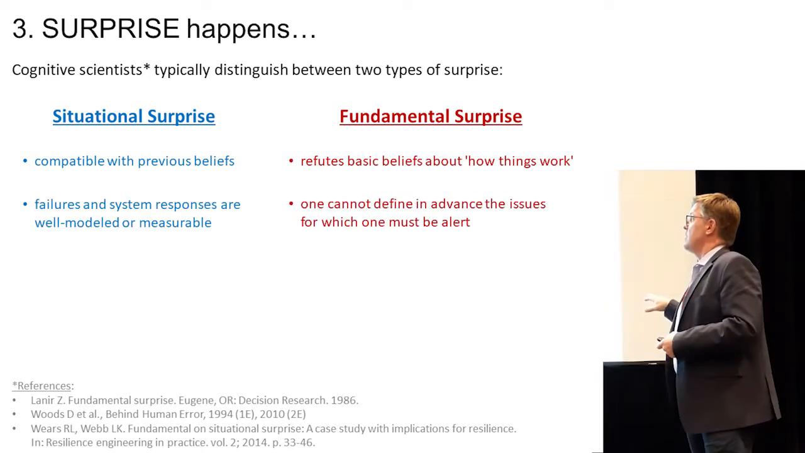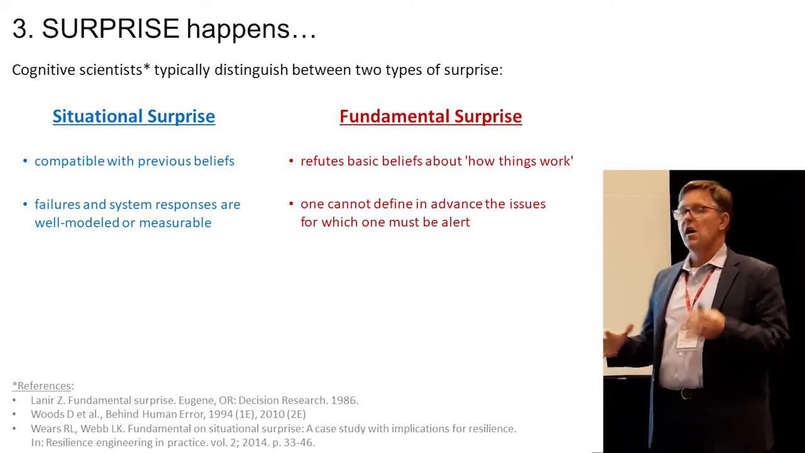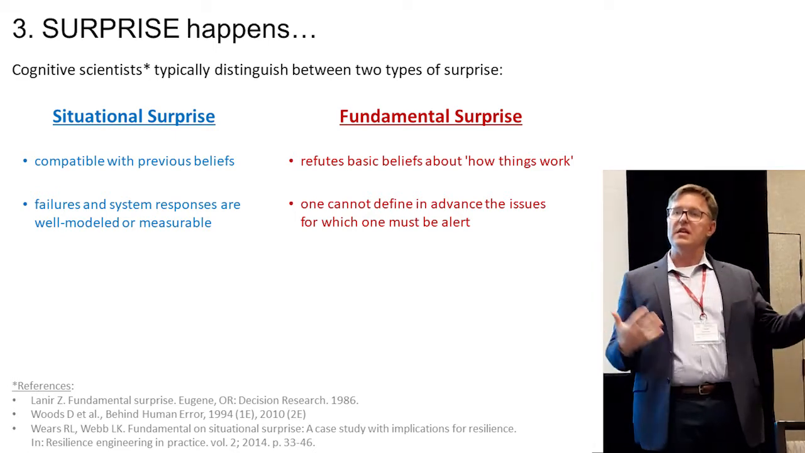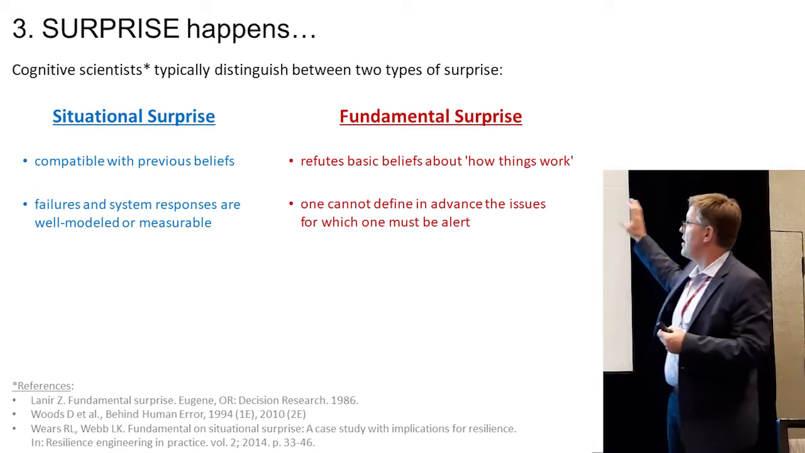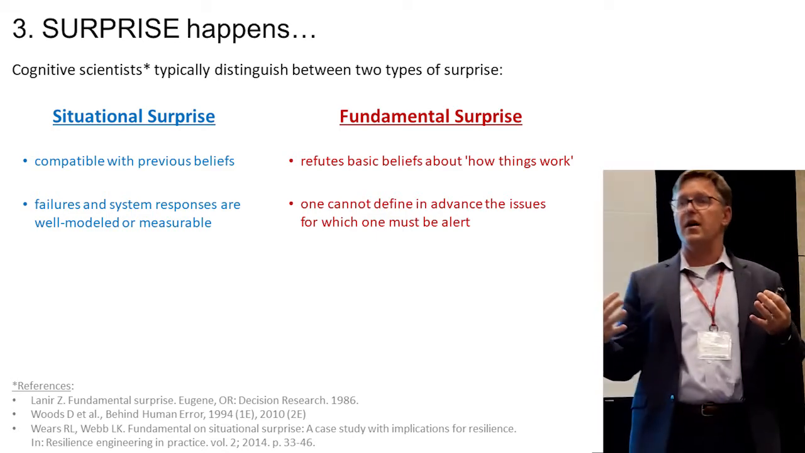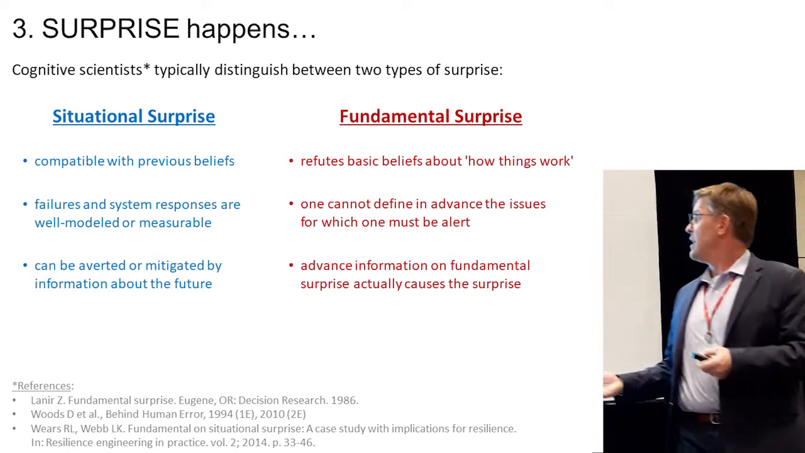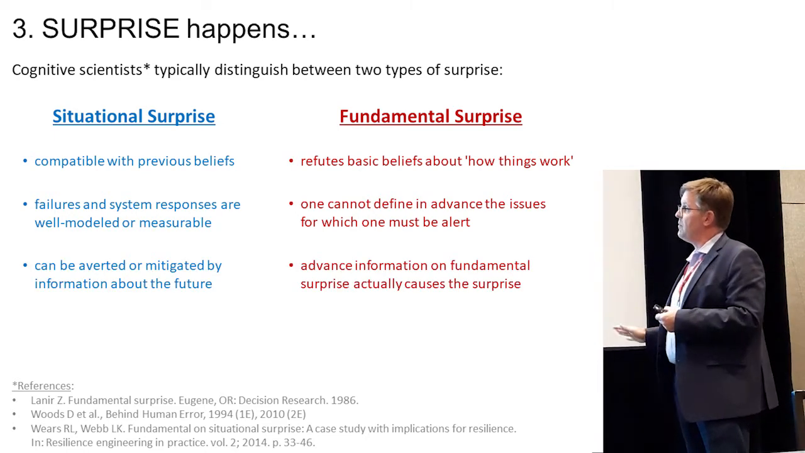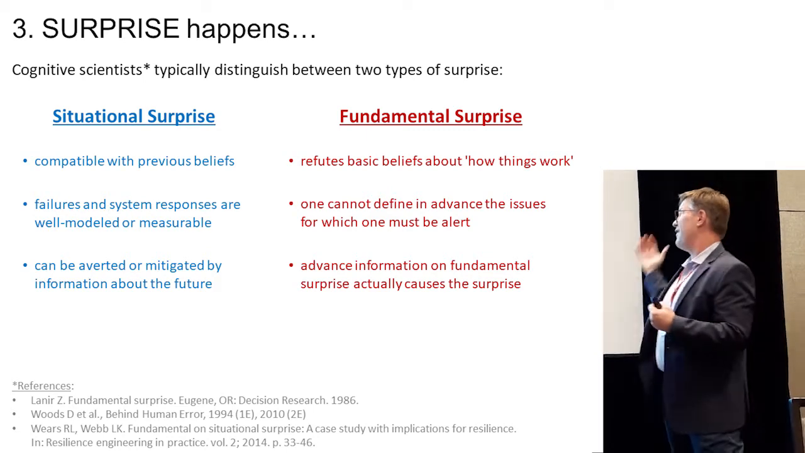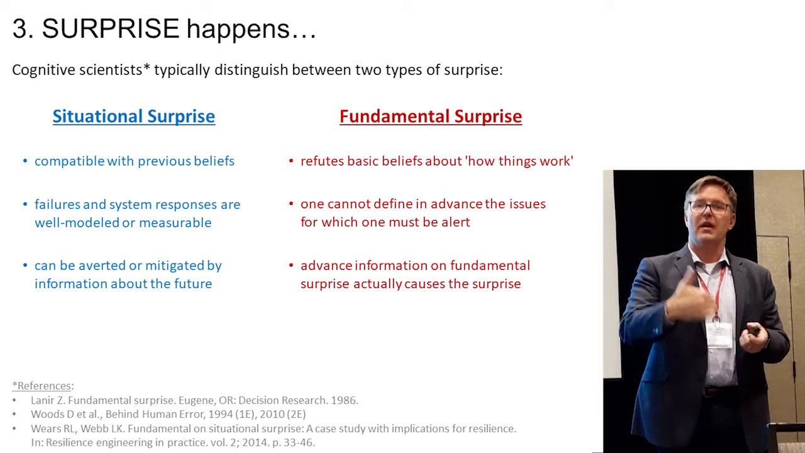And there are consequences of this, right? So in situational surprise, failures in system responses are well modeled, right? Your model's been parameterized to deal with these unexpected types of things. In contrast, you can't define in advance the things that you have to pay attention to in fundamental surprise, so your model hasn't necessarily been parameterized to deal with it. And as a result, situational surprise can be averted or mitigated by information about the future, whereas, in fact, advanced information about the future causes the fundamental surprise when it actually happens.